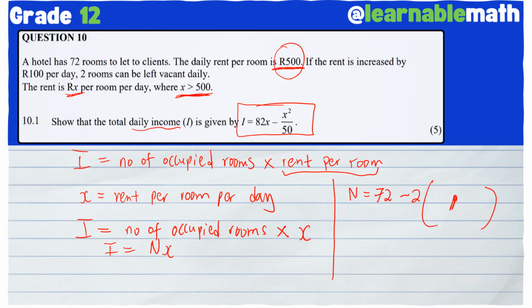It will be like you are subtracting: 2 rooms are becoming vacant, right? That is what we are trying to get. So we understand that the original rent is 500, and x is the new rent, which must be greater than 500. In order to calculate the increase, from 500 the rent increase will be x minus 500, because x is greater than 500.